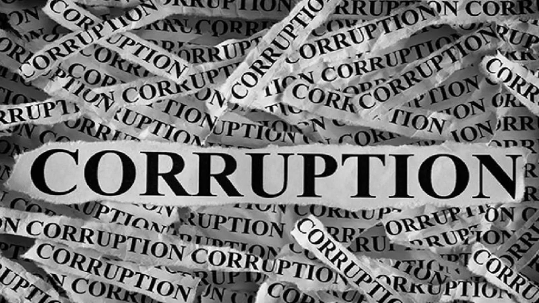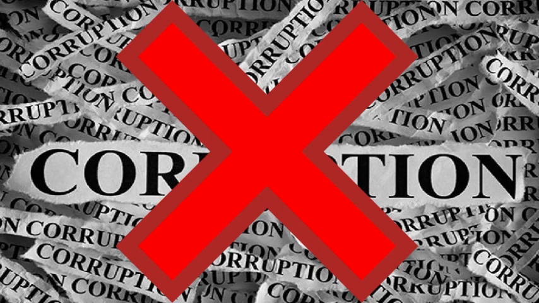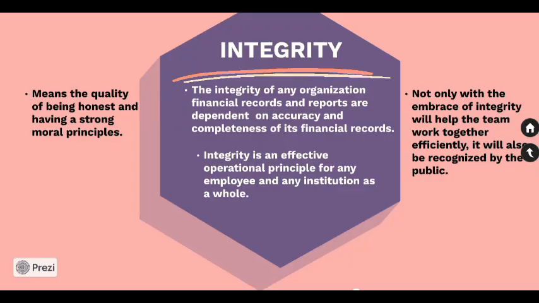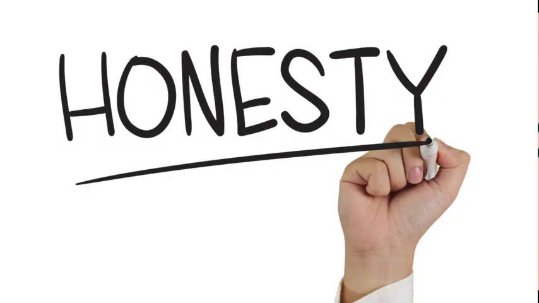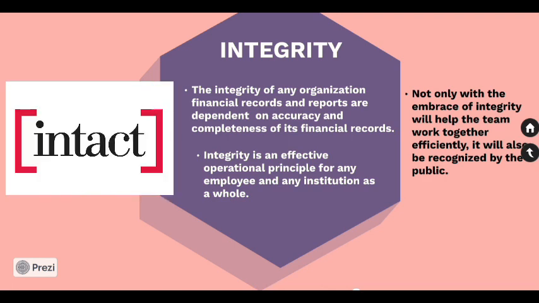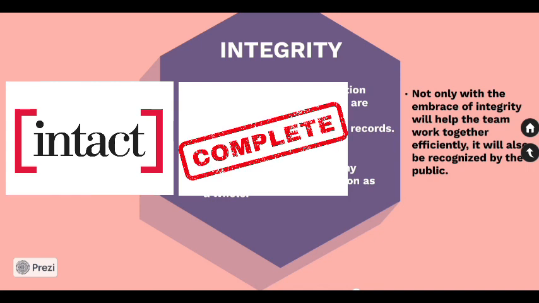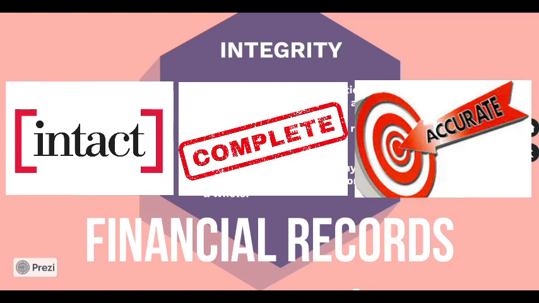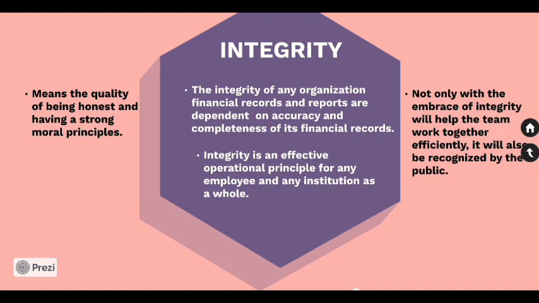Corruption or misuse of funds is a big no in this principle, since it is against honesty. One example of practicing integrity is to provide intact, complete, and accurate financial records and visible results as to where the money has been used. By doing this, you can gain trust and build relationships with others.